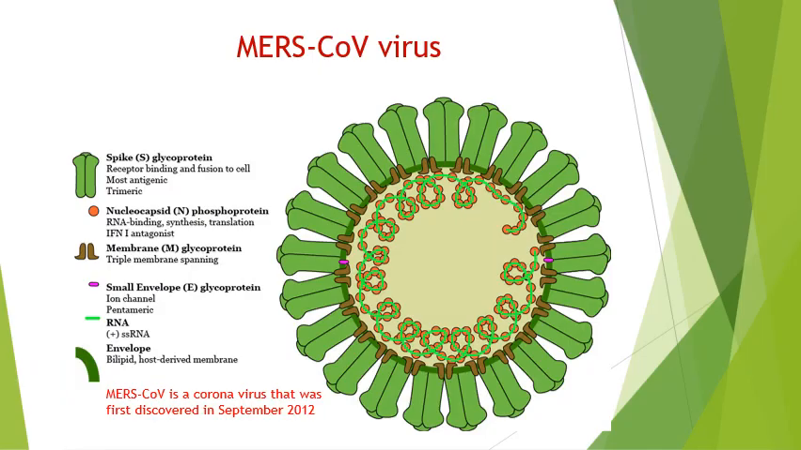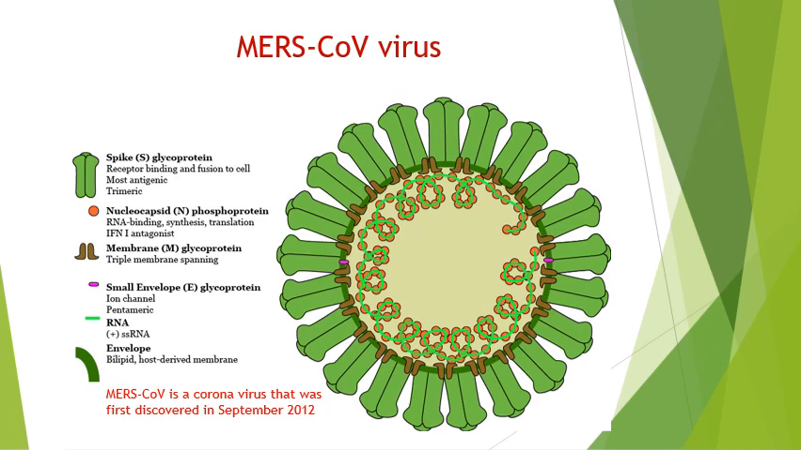The third coronavirus that will be discussed in this lecture is MERS-CoV, and as you see, it is corona shaped. Corona means like rays of the sun. So these are the spikes, and this is the N protein, the nucleocapsid N protein. This is the envelope, and so on.